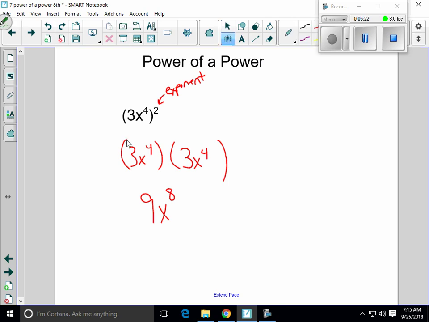But the goal is to go from the problem directly to the answer without this middle step, without rewriting it.